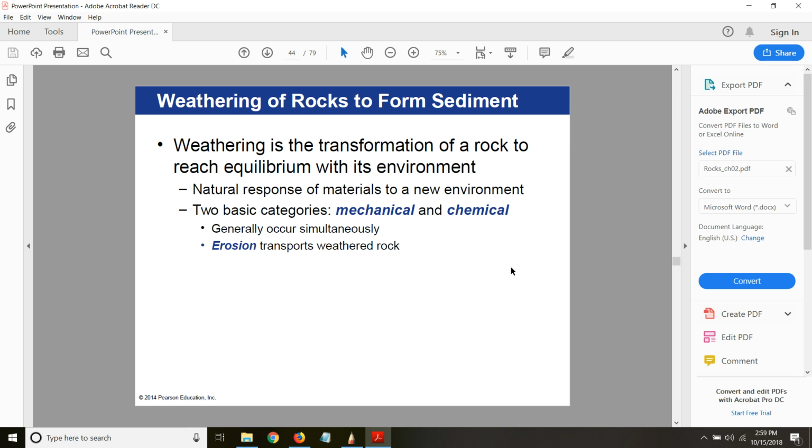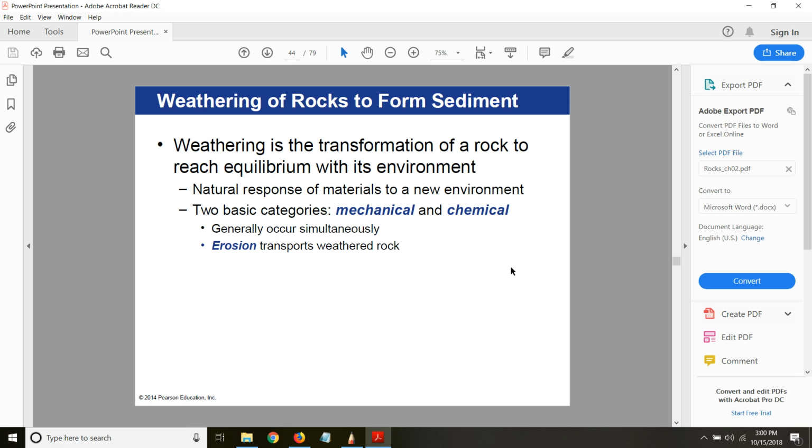Weathering, as the definition given in your slide, is the transformation of a rock to reach equilibrium with its environment. So as the environment changes, the chemical nature of the rock may not be in equilibrium with the new environment. That's why this new environment will have a weathering effect, and it will transform the rock. It is a natural response of materials to a new environment. As the environment changes, the material will respond to the change.